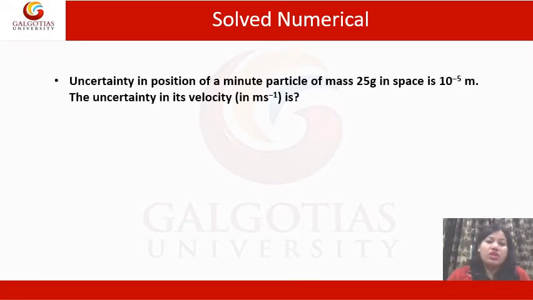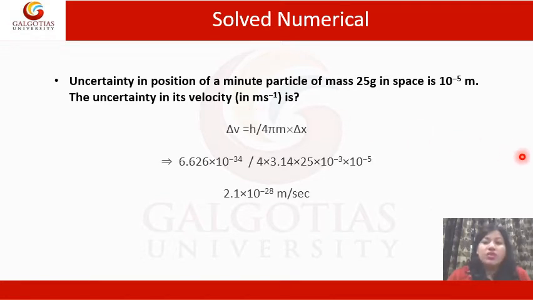The next question is: the uncertainty in the position of a minute particle of mass 25 grams in space is 10 raised to power minus 5 meter. The uncertainty in its velocity in meter second inverse is? So we calculate the velocity. We apply the formula h upon 2 pi m multiplied by delta x. Put all the values and calculate delta v.